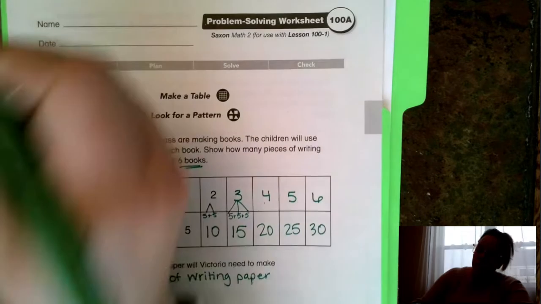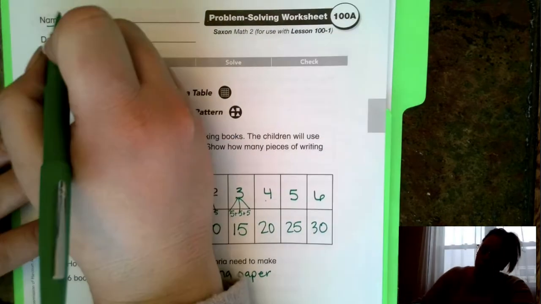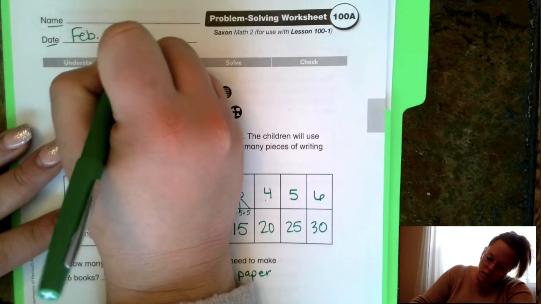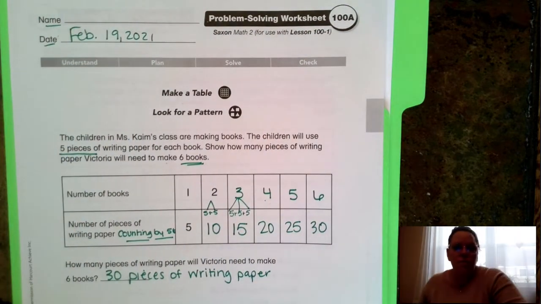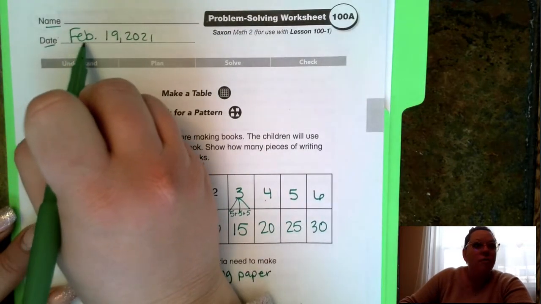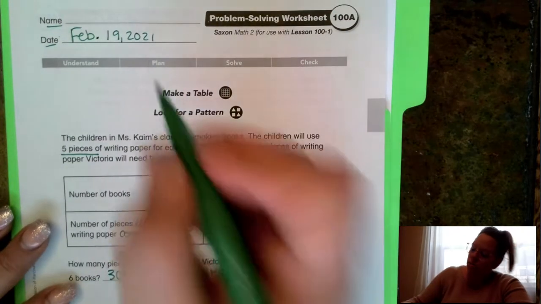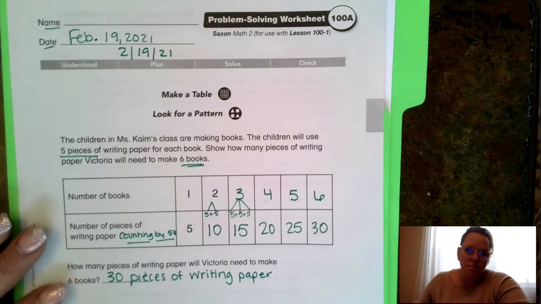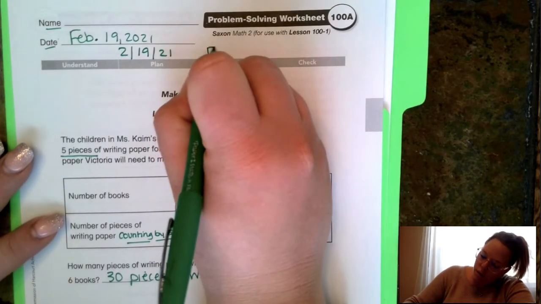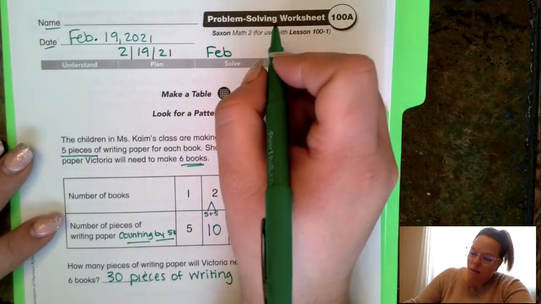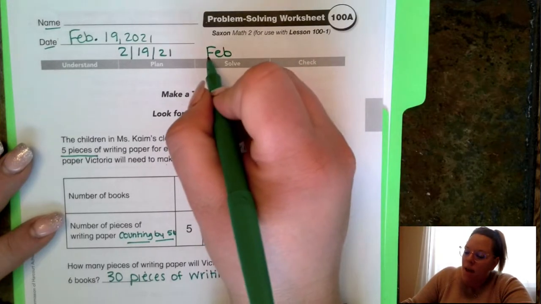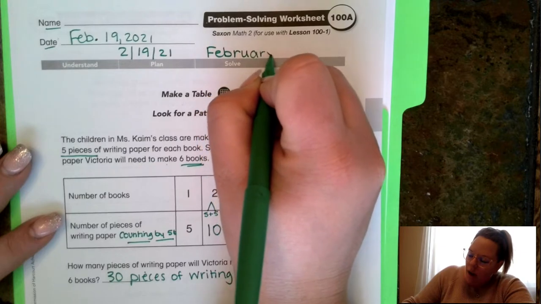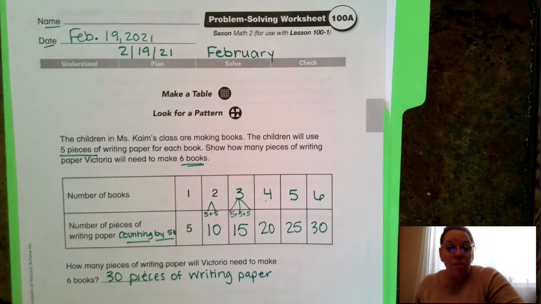If you do not have your name and the date on your paper, can you please make sure that you do that as well? Remember that it's February 19th, 2021. Notice I just abbreviated February, capital F-E-B, with a period. You can do that. Or you could write 2/19/21. Or if you wanted to fully write out February, remember I like to say February, F-E-B-R-U-A-R-Y. That's how you'd write out February all together.